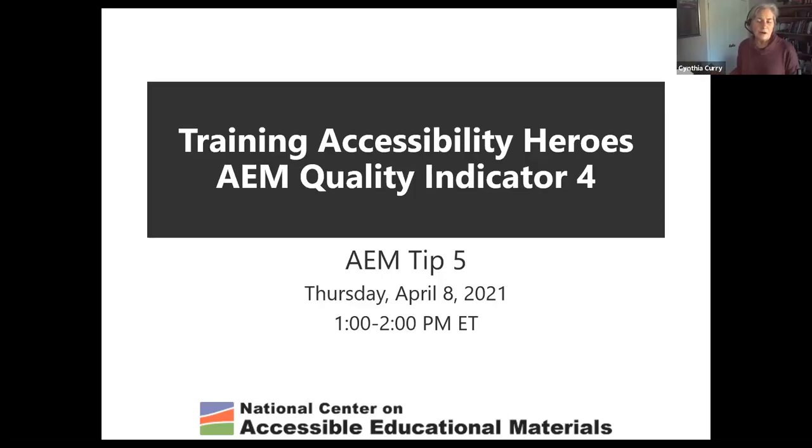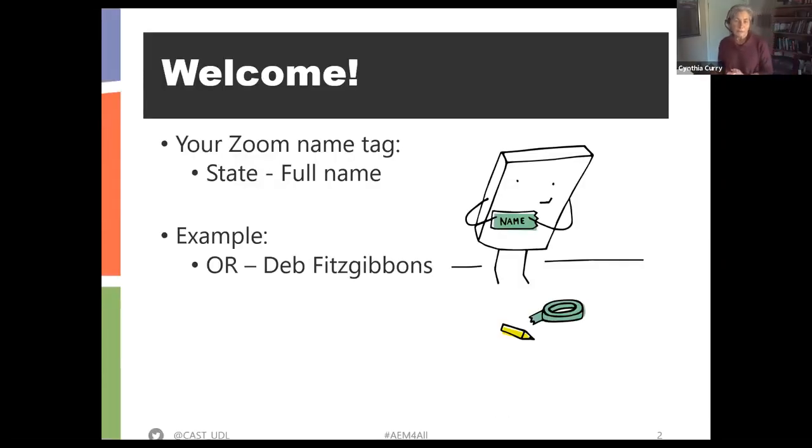Some of them are built into the quality indicators, so that gives you a chance to explore those in groups, to talk about them with others, as well as to share some of the resources that you use in your state or in your district related to AIM and accessible technology.